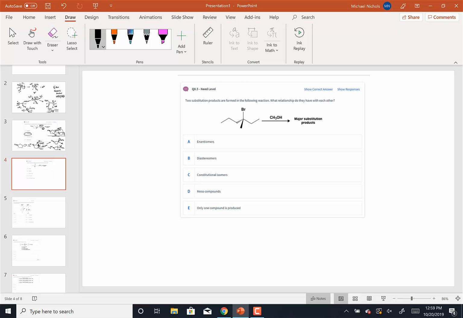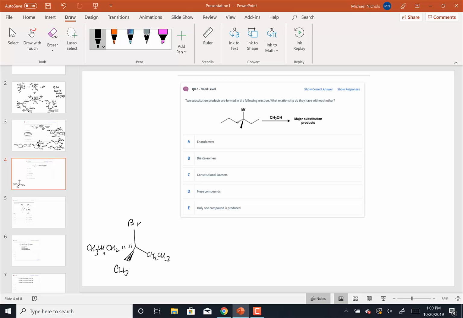Okay, let's look at this problem, which is fairly similar. It again says two substitution products are formed from this reaction. That looks to me like I have a chiral center. So I've got a bromine, I've got a CH3 group on the bold wedge, I've got a CH2CH3 group here, and then behind me I've got a CH2CH2CH3 group.